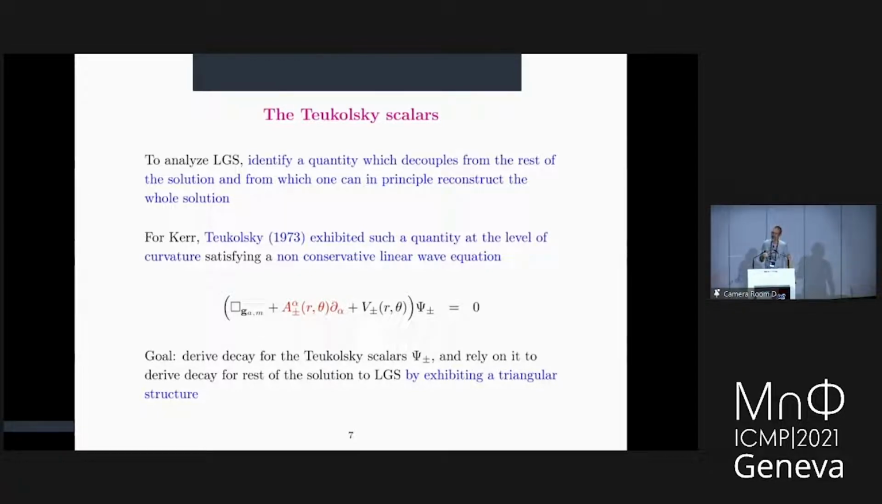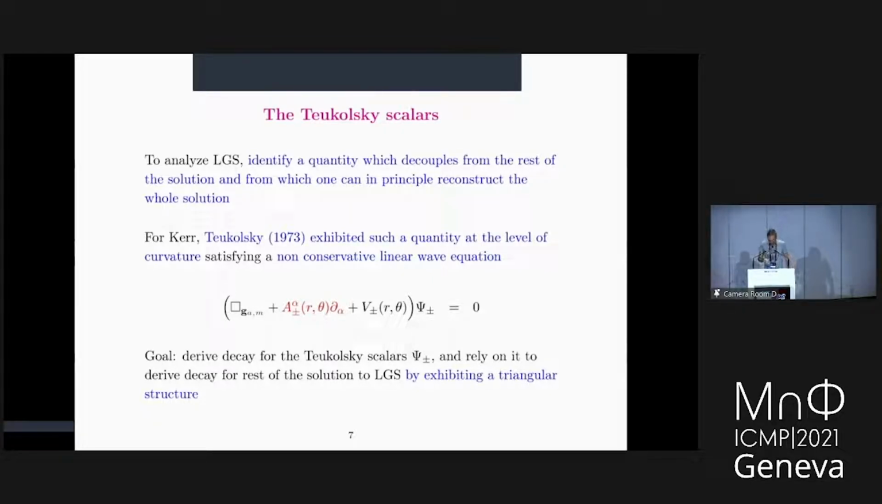And if you want to put a matrix in lower triangular form, of course, there is always the top component, and the top component should be diagonal. It should decouple from the rest. So that's exactly what the goal is here. You want to identify a quantity which decouples from the rest of the solution, and from which, in principle, you can reconstruct the whole solution, which means starting from that part, you put everything in lower triangular form, and you recover components one after the other.